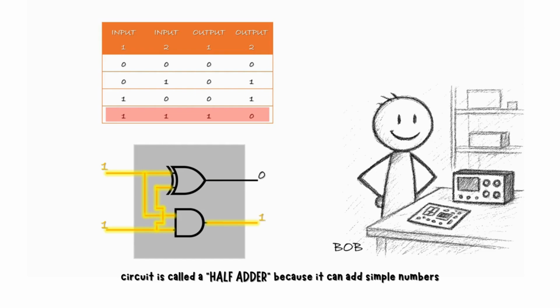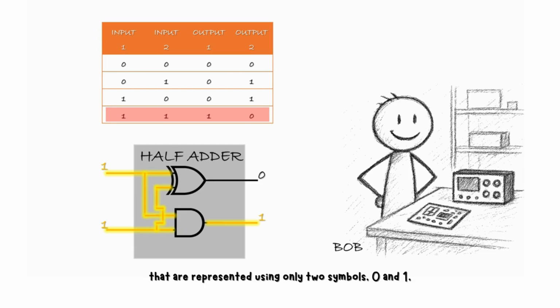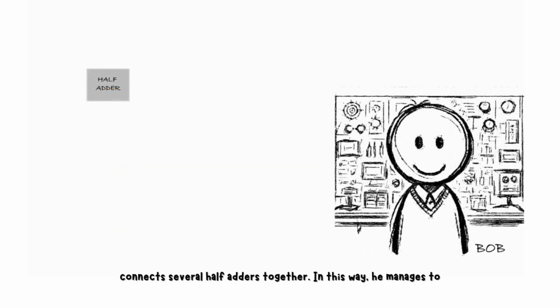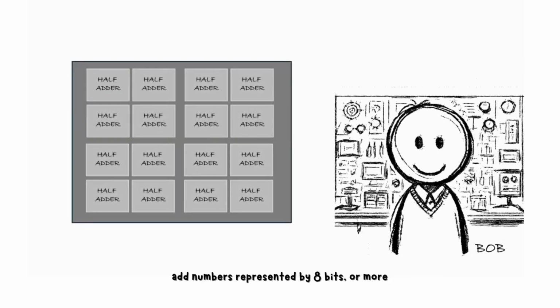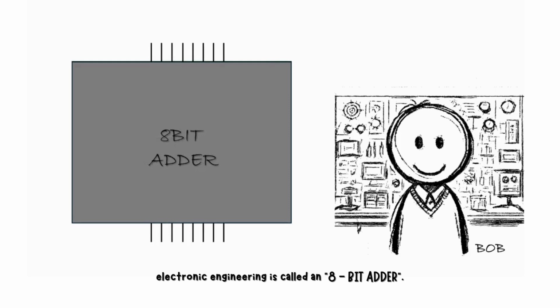This circuit is called a half adder because it can add simple numbers that are represented using only two symbols, 0 and 1, also known as bits. Bob connects several half adders together. In this way, he manages to add numbers represented by 8 bits, or more precisely 1 byte. This circuit in electronic engineering is called an 8-bit adder.